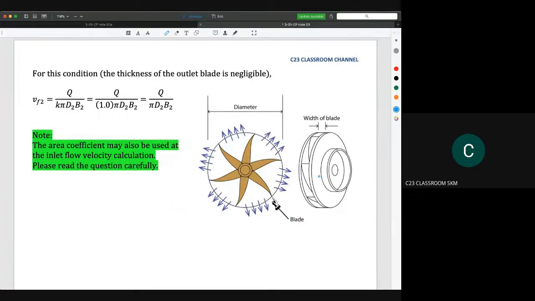So this is what I said. If the area here is very thin, you still need to use this equation. However, the value of K here can be determined as 1, meaning 100% of this area can be passed through by water.